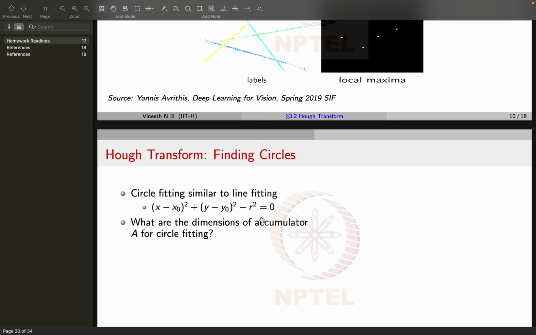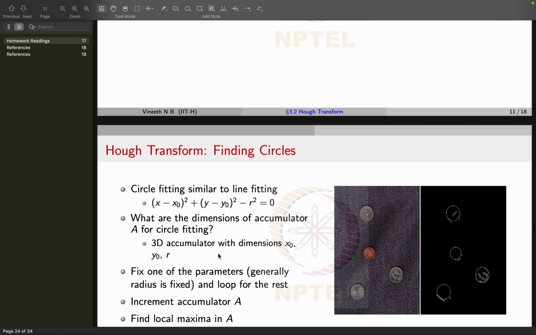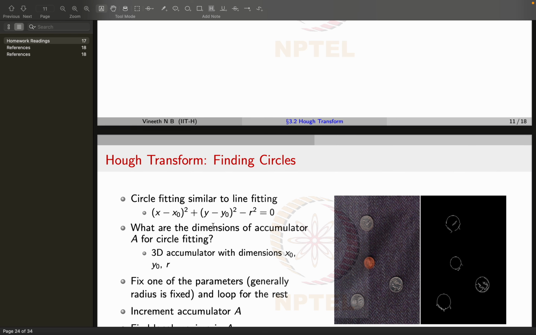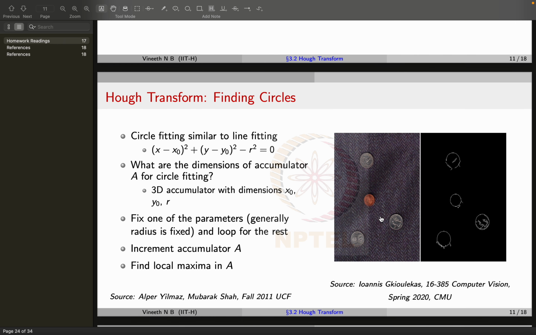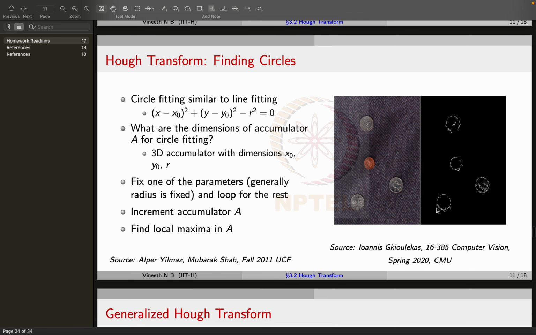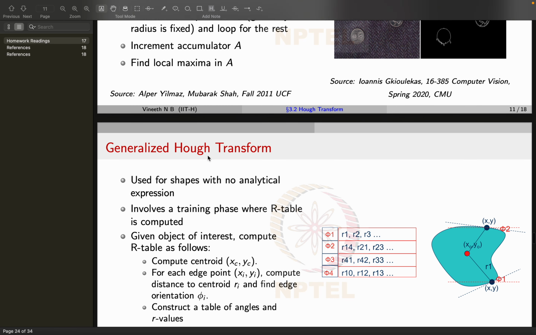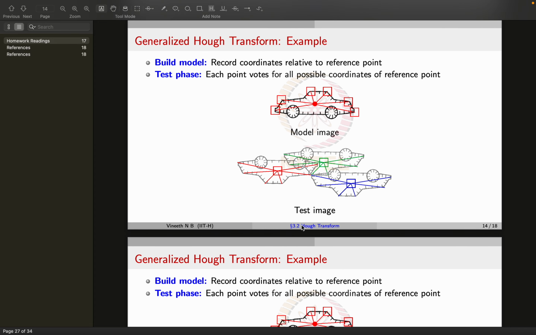So there are three parameters, and so you would have a 3D accumulator array which searches for the x naught, y naught, and r. So if you have this image, you can use the Canny edge detector to get these circles, right? And then you do the Hough transform to find these circles. So the logic is actually the same.